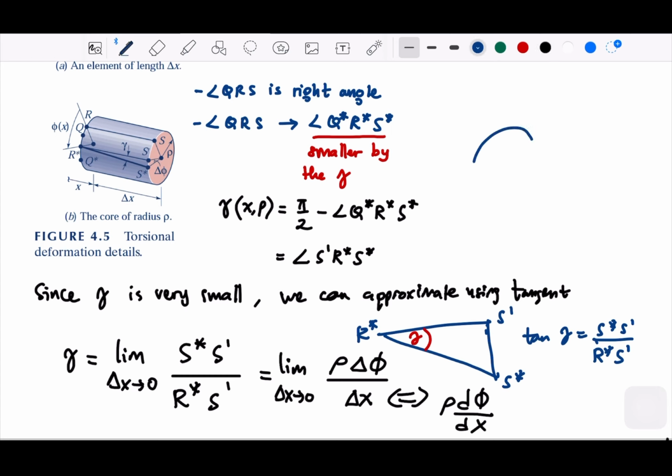Let me give you some help here. This is s prime, s, that prime, right? And we have here, this is rho, and here we have delta phi. Okay? And we know that the s prime s asterisk is rho delta phi.